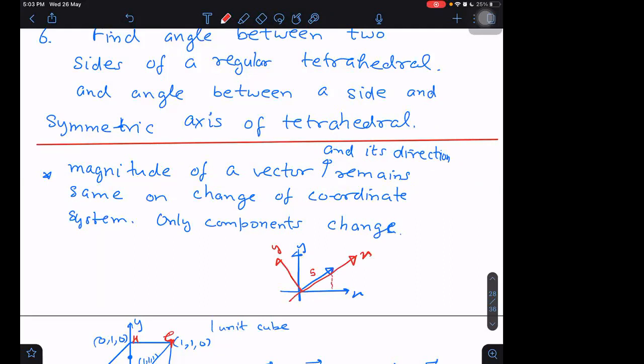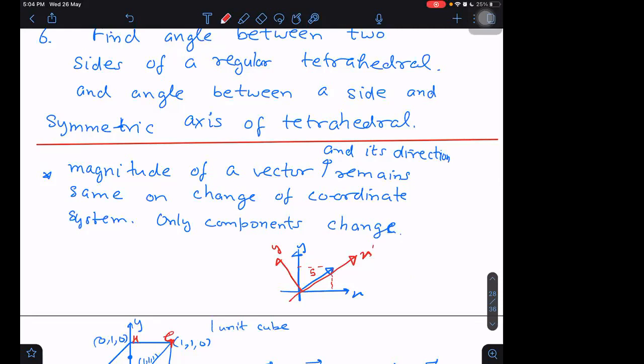But what will the vector be in each case? In one case, the vector will become 5i, and in another case, it will become 5 cos theta i cap plus 5 sin theta j cap. So components may keep changing, but the real vector in space will remain oriented in the same direction. Is it understood?